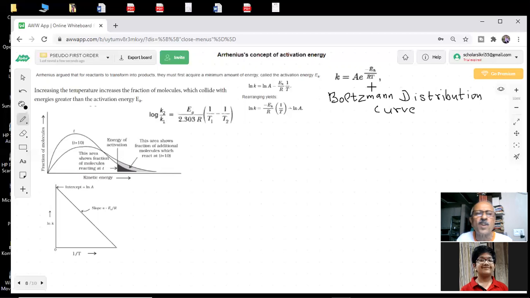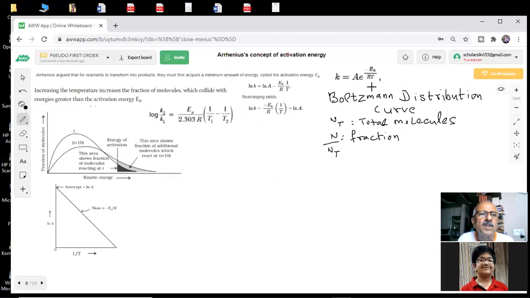He said, if I take the fraction of the molecules, supposing nt is the total number of molecules, and the fraction of molecules I say is n by nt, the fraction n by nt. Fraction of the molecules which have energy, how much energy, is shown in the graph. This is plotted against kinetic energy.